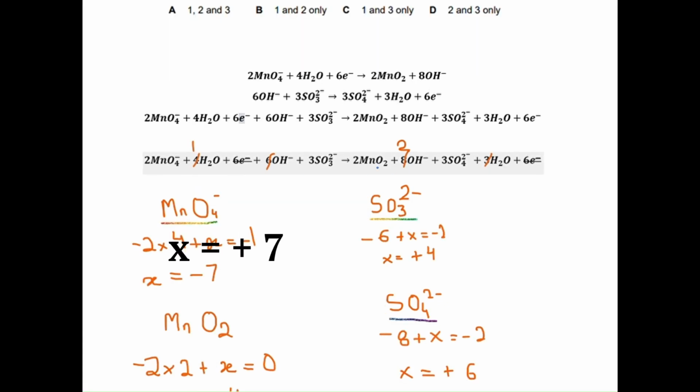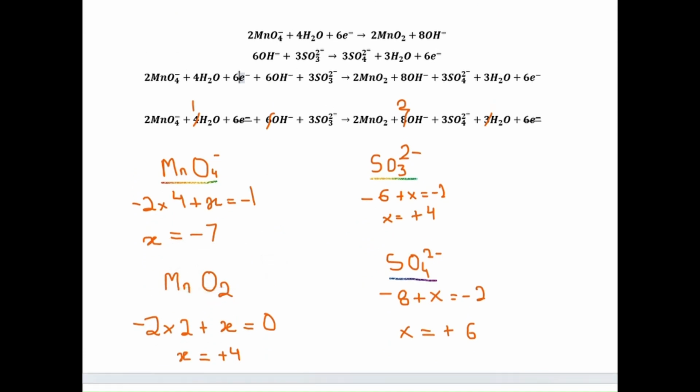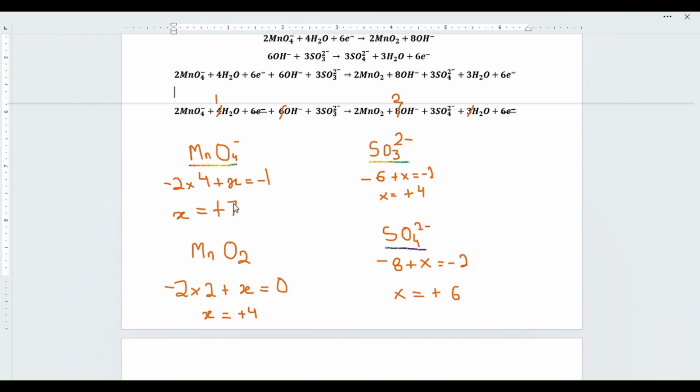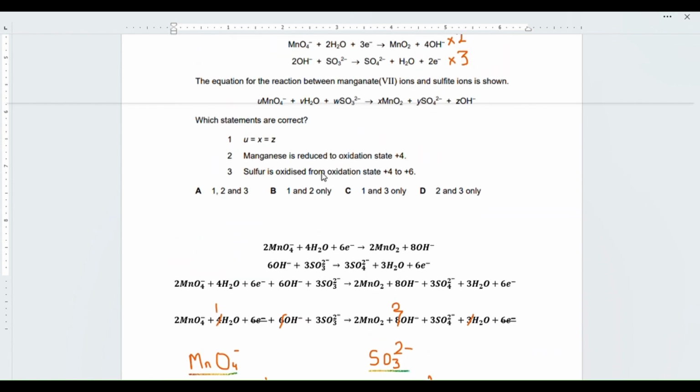We have this ion, now this becomes manganese dioxide. Now let me look at the charges on manganese dioxide. It's MnO2 over here, and the final charge is 0. So I'm just going to write 0 over here. And let's calculate the charge on oxygen. That's going to be -2 into 2 because there's 2 atoms of oxygen. So solving this equation, I get +4. Previously it was +7, now it has become +4, which means that the positive number is reducing. So manganese is actually reduced from +7 to oxidation state 4. So 1 is correct and 2 is also correct.